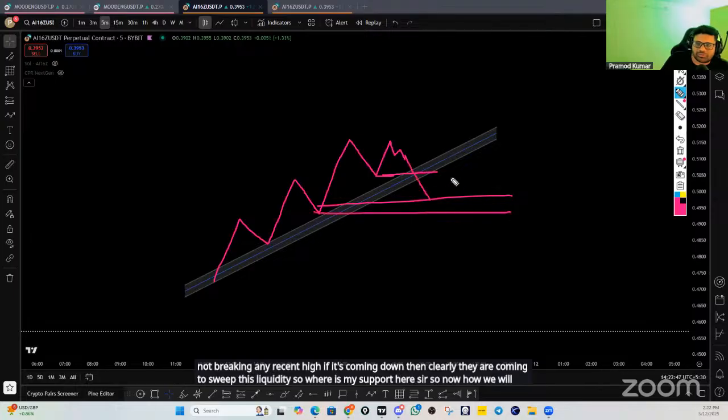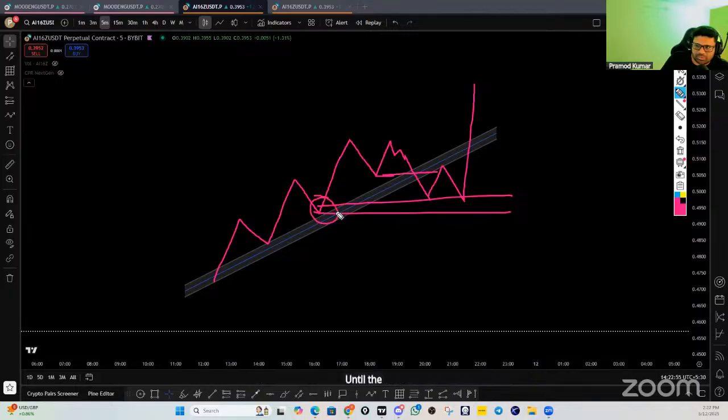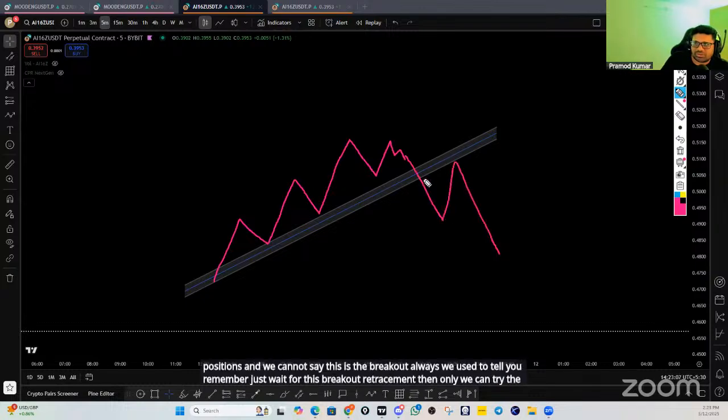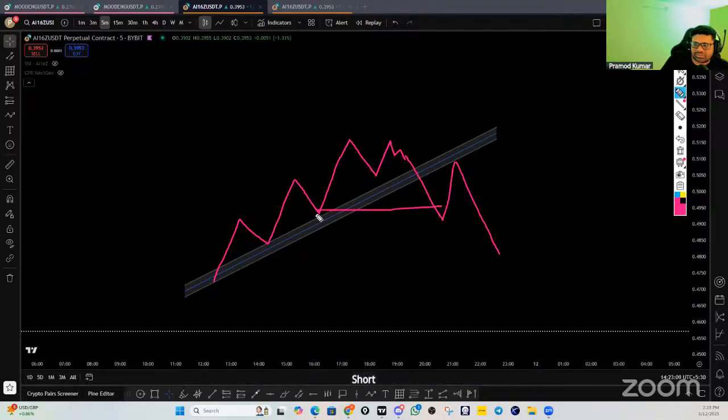We got the breakout of the trend line. People think the market will go down. So the market came, swept this one, then they pushed up. Until the candle closes below this support, we cannot take short positions and we cannot say this is the breakout. We always used to tell, do you remember, just wait for the breakout retracement, then only can we try the short position. The actual breakout is this.